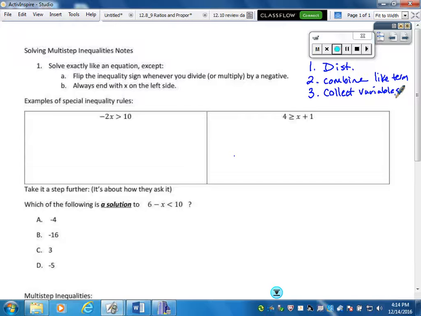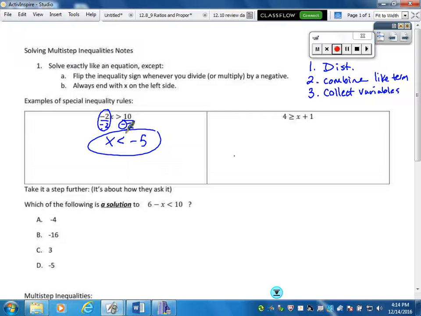So here we go, examples of special inequality rules. In order to solve this problem right here, we have to divide by -2. Now, this is the part that we're talking about, when you divide by a negative, or if you multiply by it. Instead of saying x is greater than -5, we need to say x is less than -5. So again, it's right here when we divided by this -2.